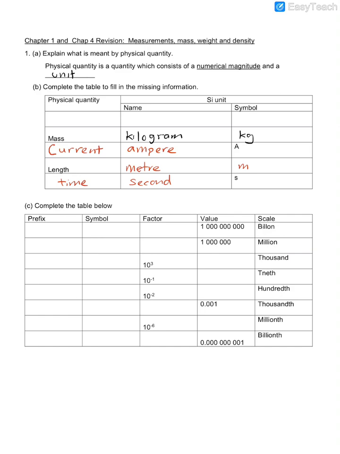Okay, then the missing one, the odd one out. Do you know what it is? There's one more missing from here. Temperature. Wow, very good. Temperature, and the SI unit is not degrees Celsius, it is K. Kelvin, spell Kelvin. So first thing you do, memorize this table.